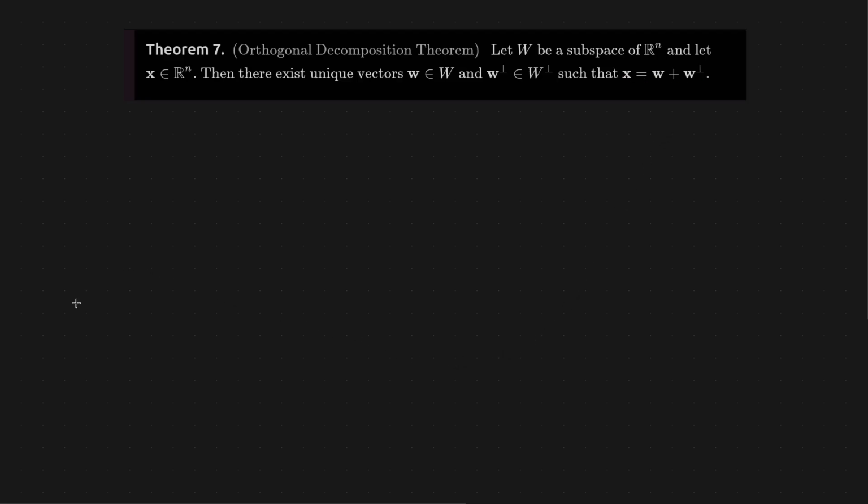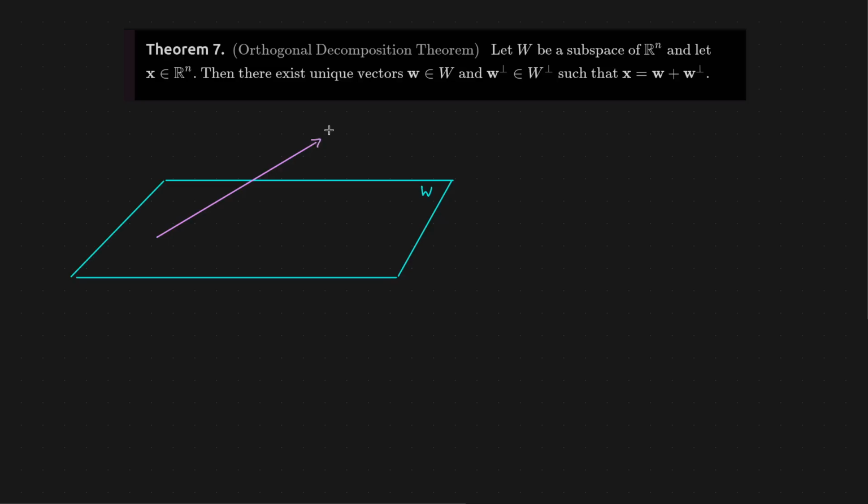Let me show you graphically what we're saying here. So let this be a subspace W, and say we have some vector X in Rn. What we can do is decompose X so that there'll be one vector in subspace W and then another vector orthogonal to subspace W, so that when I add them together, I get vector X. So let's go ahead and prove this.